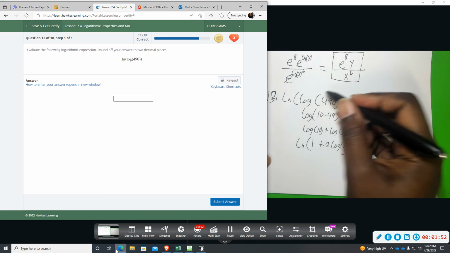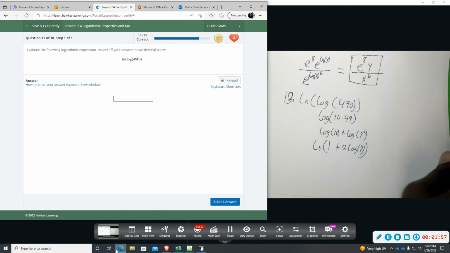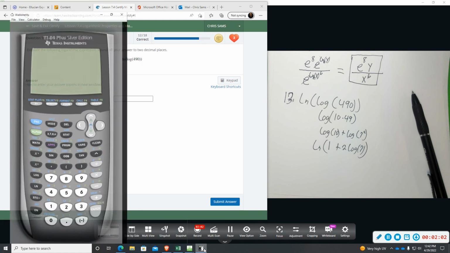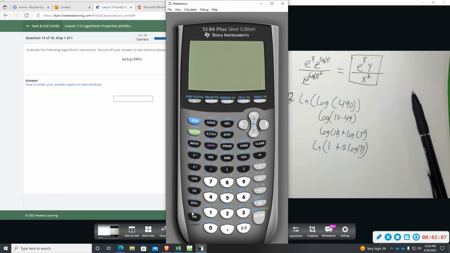So let's just type it all in and evaluate it. I don't think there's much we can do by hand, especially since it says 2 decimal places. So let's just number crunch in the calculator. Turn it on. I'm going to type ln, which is down here on the left side of the calculator, and then log, and then 490, and then close, close. And we get 0.99 when you round to 2 decimal places.